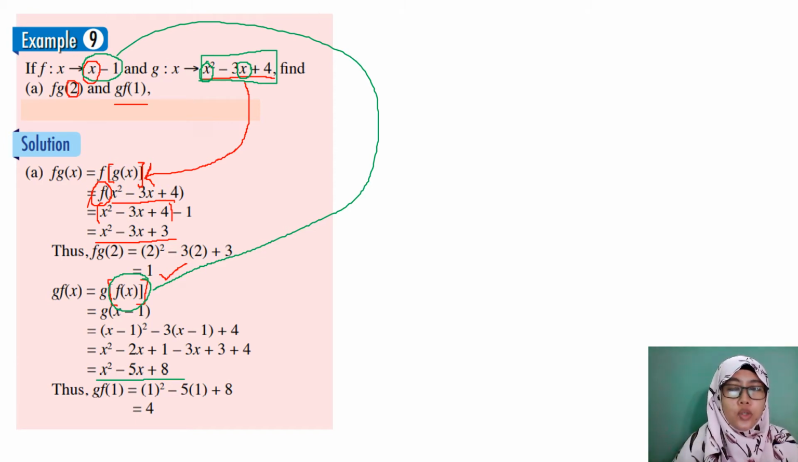And then don't forget, at the last you need to substitute the value of 1. So gf(1) is equal to 1 squared. We take the x squared here, so we replace it with the number 1. So 1 squared minus 5 times 1 plus 8. So the final answer for this question is 4. Okay, so that's for example number 9, question A.